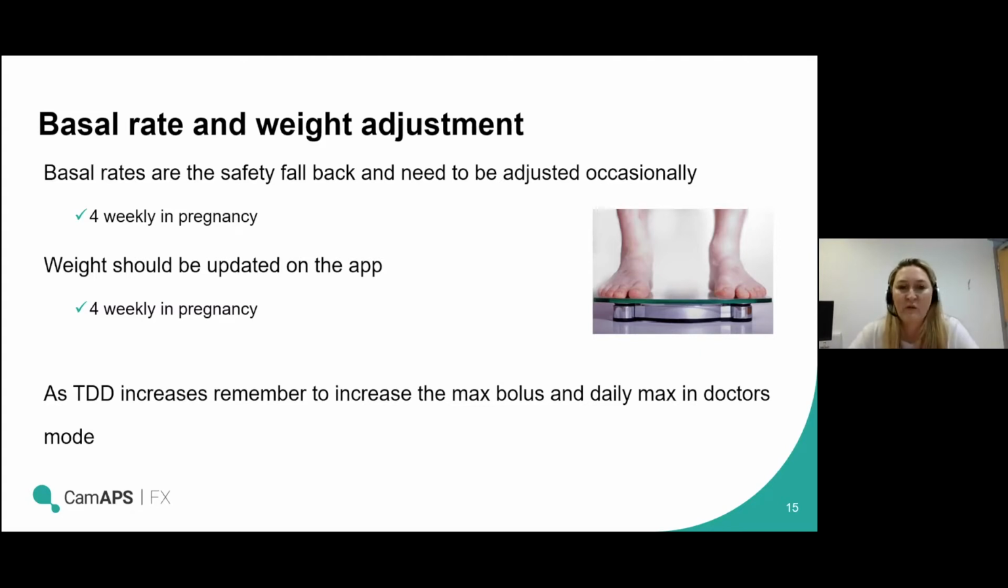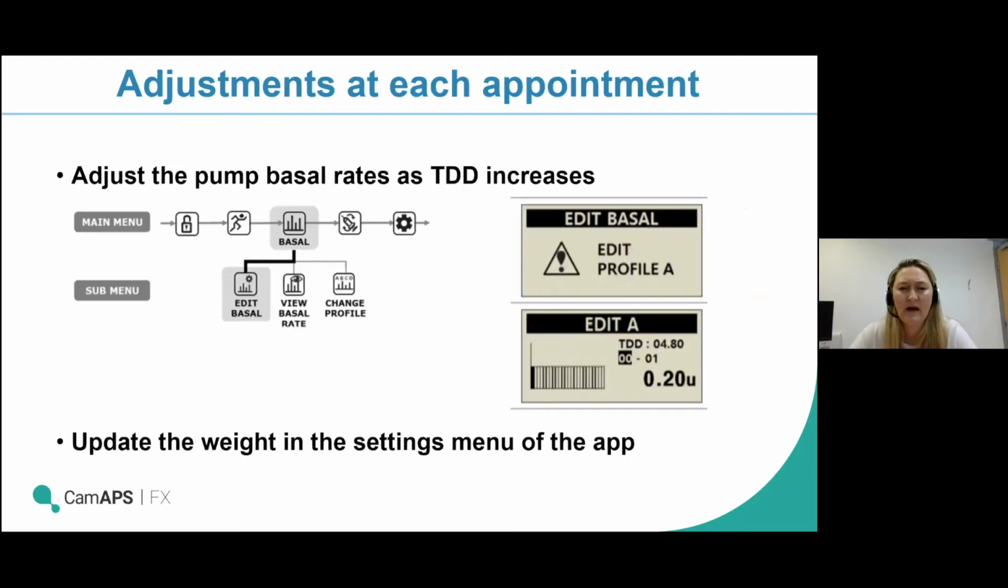If weight has changed significantly, you might also want to adjust the weight in the settings menu of the app. It's also worth remembering to increase the max bolus and the daily max in the doctor's mode settings, those safety parameters, as the total daily dose increases. Otherwise, you run the risk of maxing out, and you get an alarm saying max bolus reached or daily max reached, and then the system reverts to open loop again. And actually, I think it can even stop delivering insulin completely if you've completely maxed out.